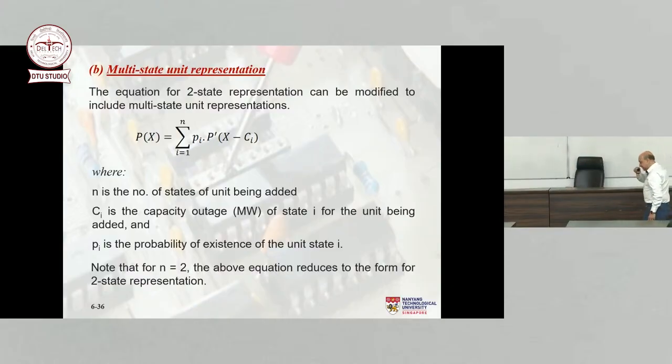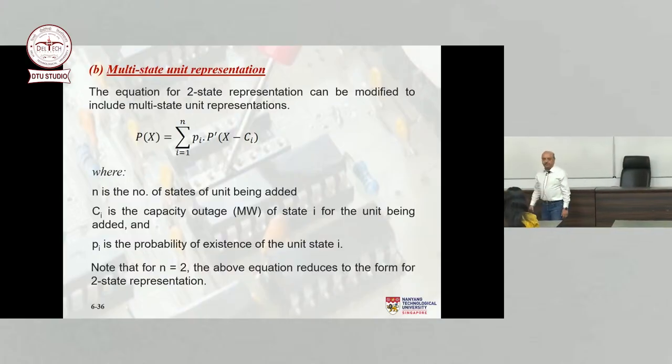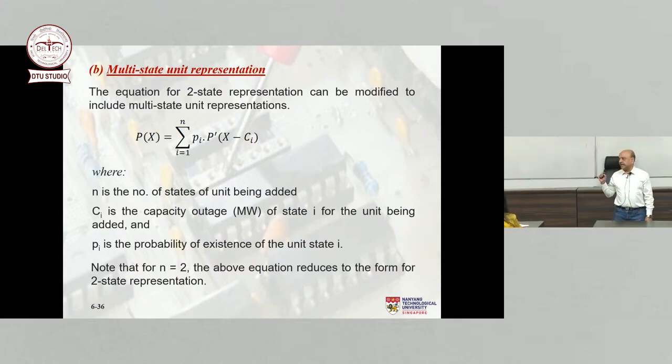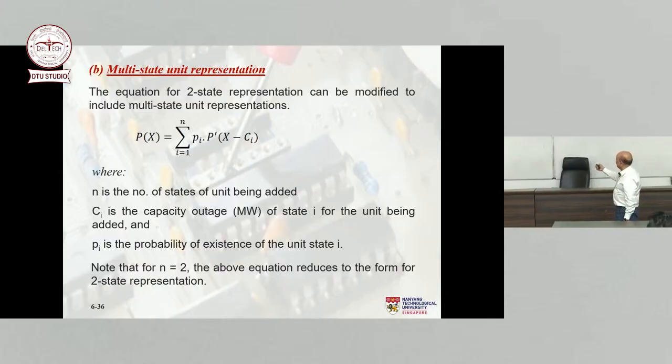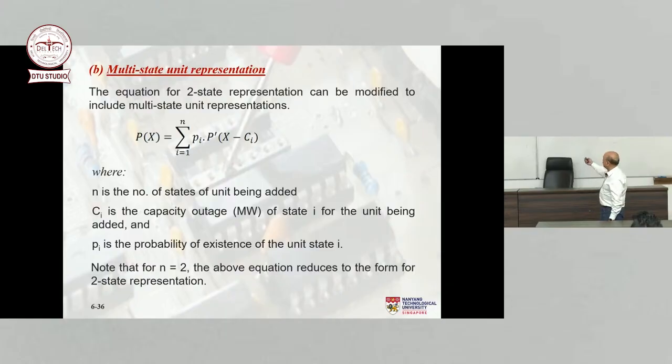Okay? So multi-state unit representation. You look at that equation, the cumulative probability, uppercase P is cumulative, remember? Lowercase p is state probability. So uppercase P of the capacity outage state X, which may be 0 megawatt, 20 megawatt, 40 megawatt, whatever, is given by summation of the probability multiplied by P prime of X minus Ci. So there is a Pi and there is a Ci, and i is going from 1 to n.